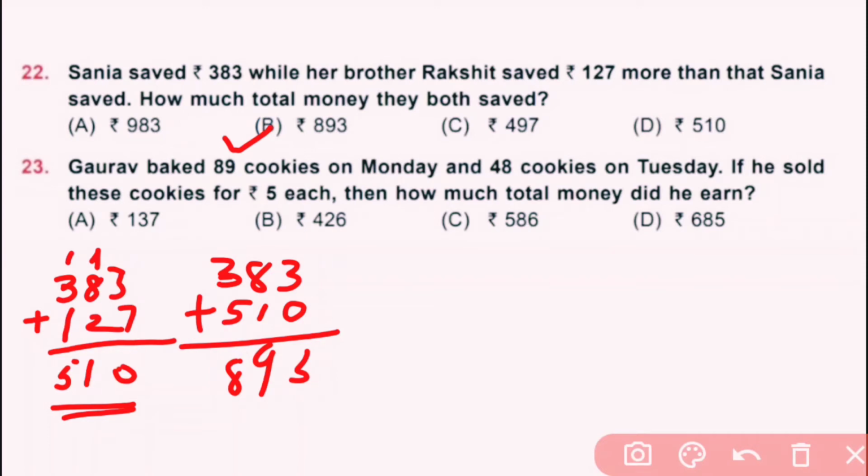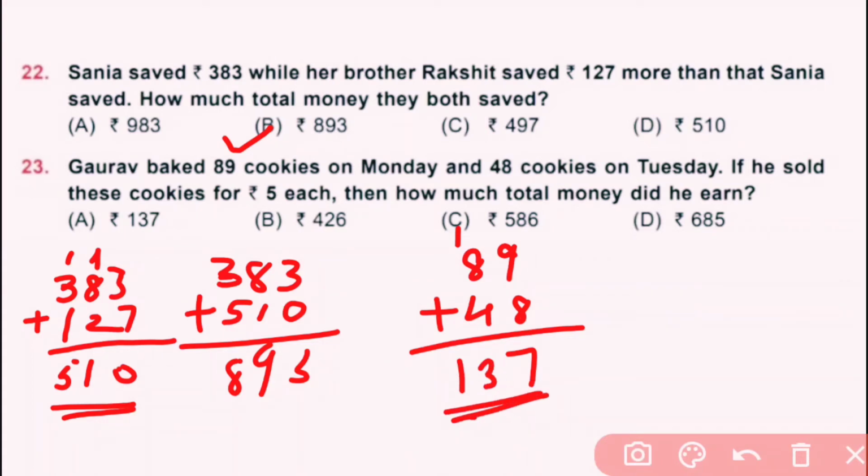Question number 23. Gaurav baked 89 cookies on Monday and 48 cookies on Tuesday. If he sold these cookies for rupees 5 each, then how much money did he earn? The total number of cookies he baked is 89 on Monday plus 48 on Tuesday. The total of this is 9 plus 8 is 17, 1 carry over, 8 plus 1 is 9, 9 plus 4 is 13. So in total he baked 137 cookies.